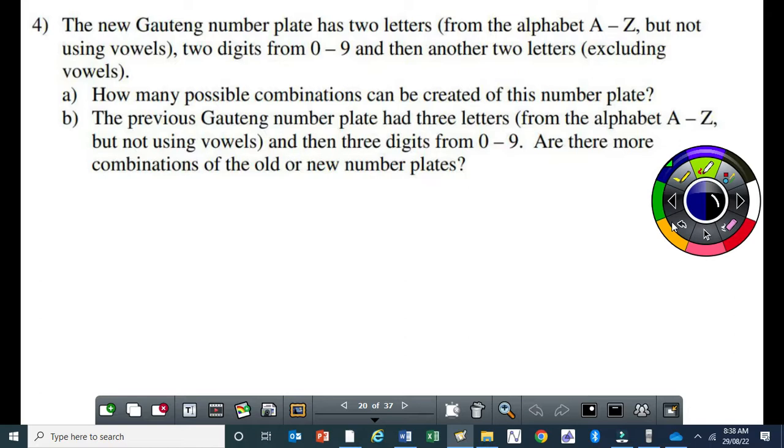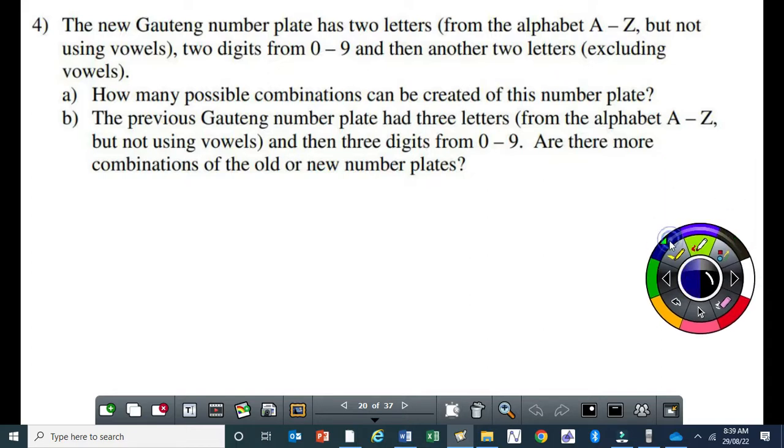So the question says, the new Gauteng number plate has two letters from A to Z, but not using the vowels. So you can't use the vowels on the number plate. Then two digits from 0 to 9, and then another two letters excluding the vowels. So you have two letters at the beginning, but no vowels, then two digits in the middle, and another two letters at the end. The first question says, how many possible combinations can be created of this number plate?